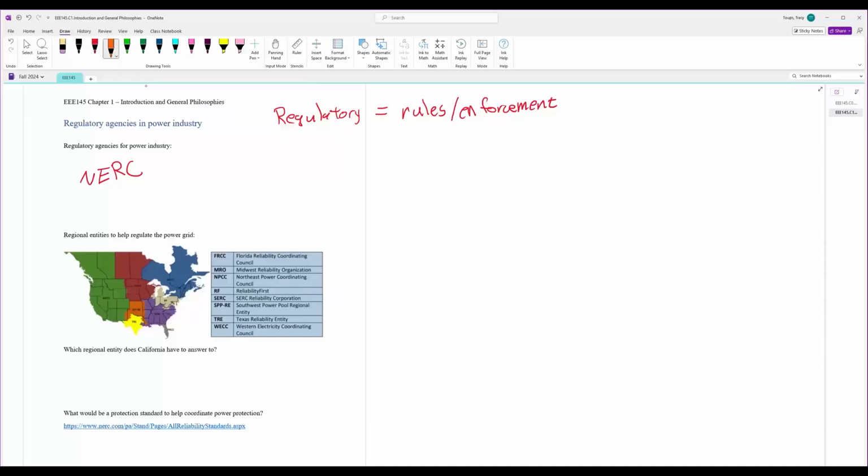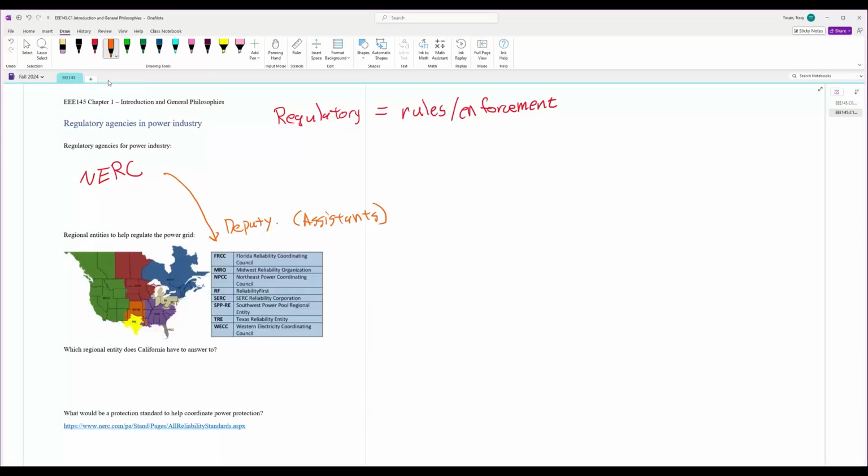Now, under NERC, we have partnerships. Actually, technically, it's a deputy. Okay. So if you don't know what a deputy is, a deputy is a person that gets kind of, quote, crowned by the sheriff to help them. So they're like assistants. Let's call them assistants. Okay. So we have several assistants in the United States to help NERC regulate, right? FRCC, MRO, NPCC, RF, SERC, SPP, Texas Reliability, and WECC.